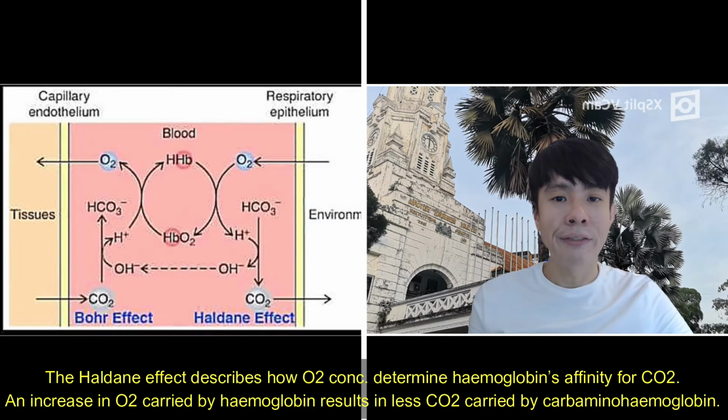The Haldane effect. The Haldane effect describes how oxygen concentration determines hemoglobin's affinity for carbon dioxide. An increase in oxygen carried by hemoglobin results in less carbon dioxide carried by carbaminohemoglobin.